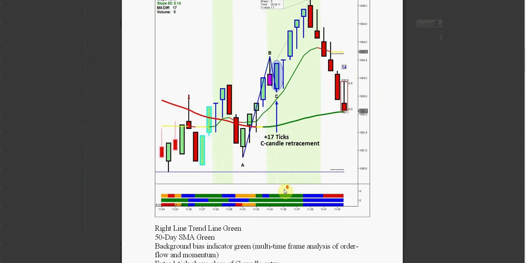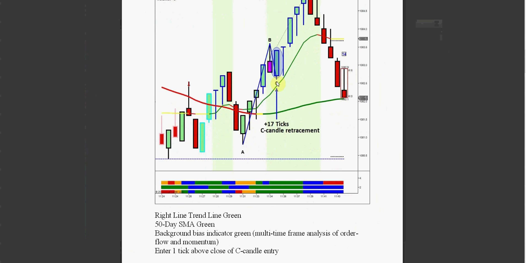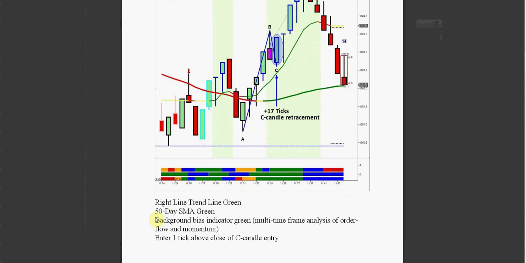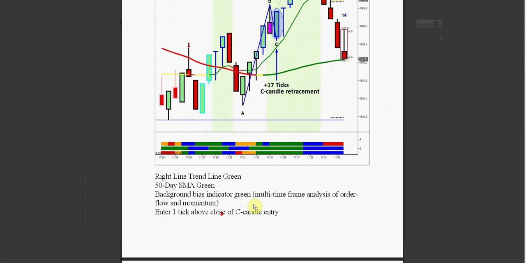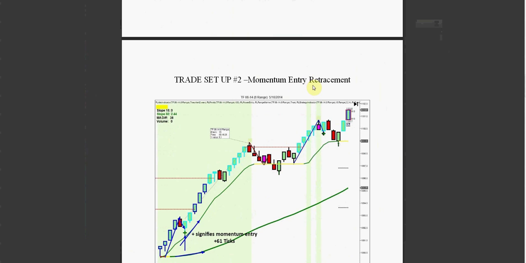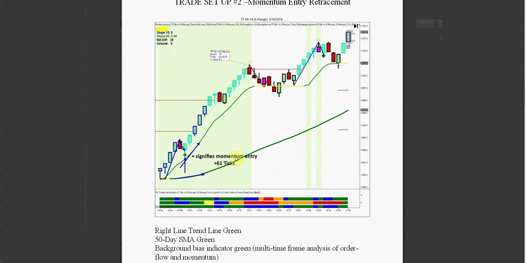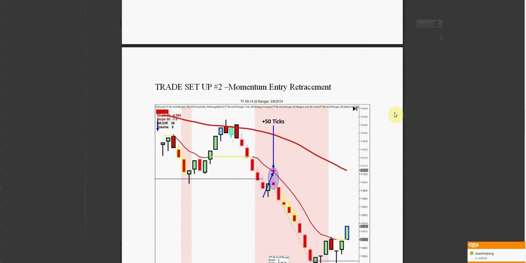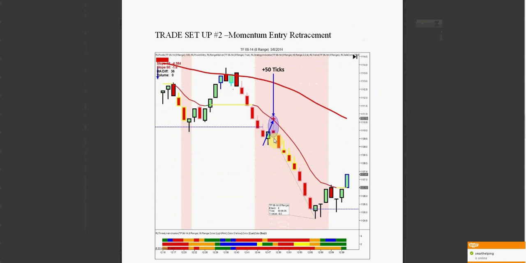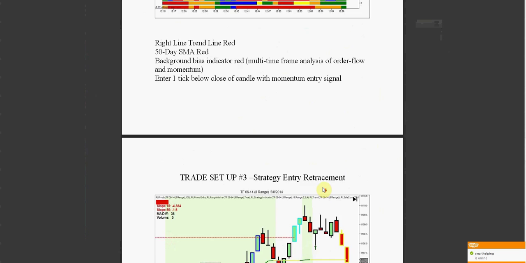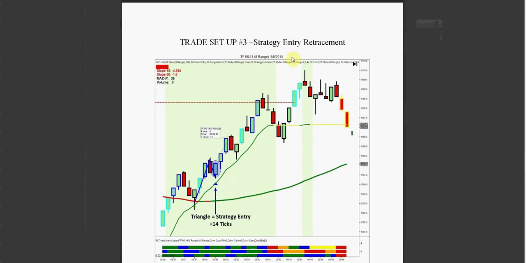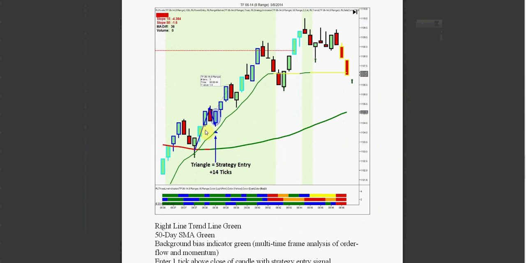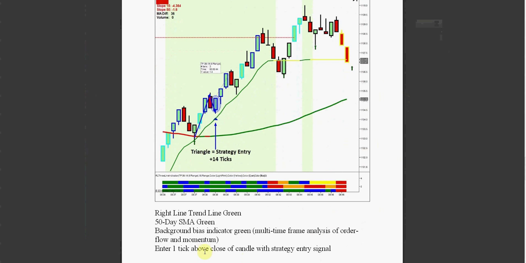Alright, so basically it looks like that trade is when the market comes back to this line here on a C, and they give you the requirements right here as well. So a momentum entry retracement, here's that. Alright, trade setup number 2. This is basically just a short trade. Strategy entry retracement. And all of these will be entering above or below the close of the candle.